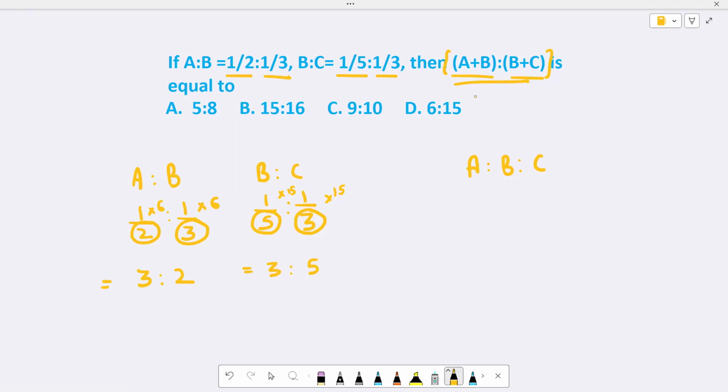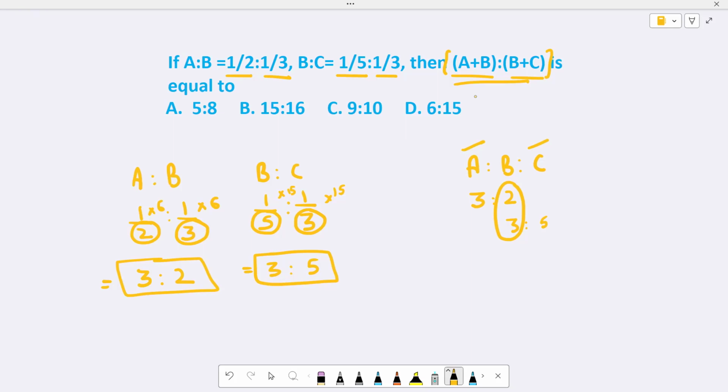So the ratio of B to C is 3 ratio 5 and that of A to B is 3 ratio 2. Same thing we'll be mentioning here, that is A ratio B is equal to 3 ratio 2 and B ratio C is equal to 3 ratio 5. Next what happens is we'll take this common part, that is B, and we'll try to make both these numbers equal so that we can directly compare A and C.